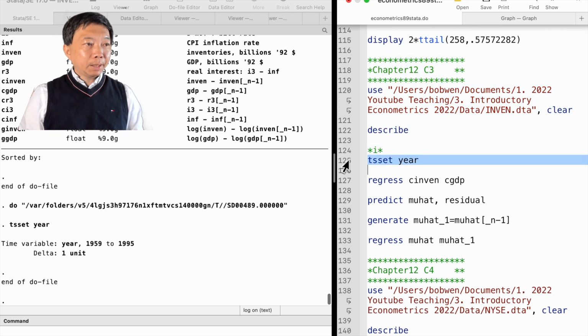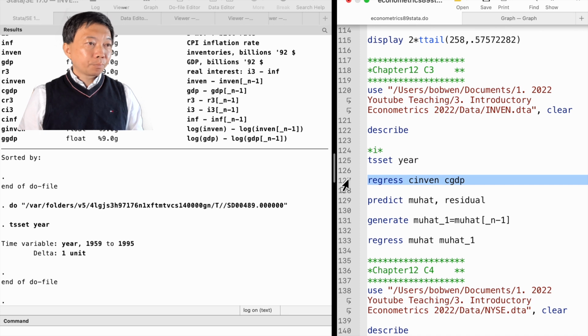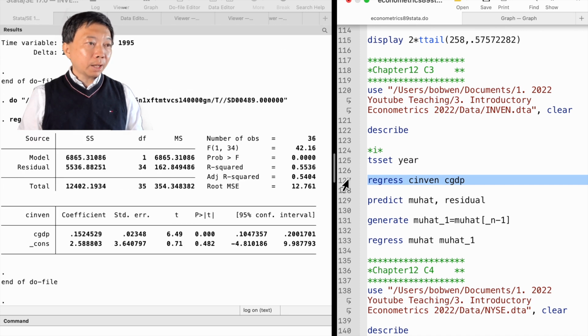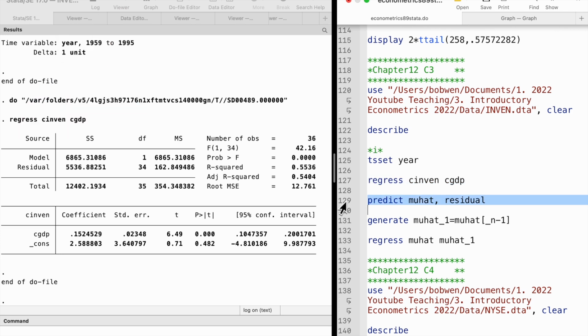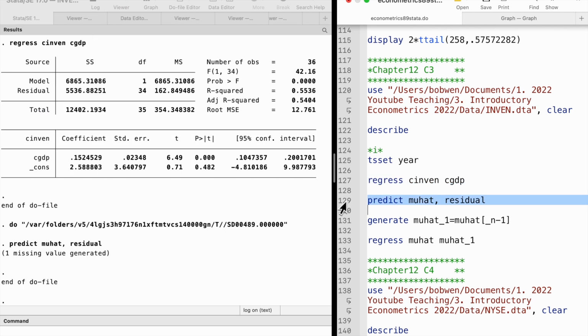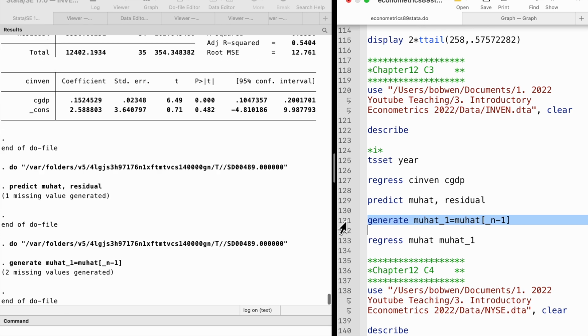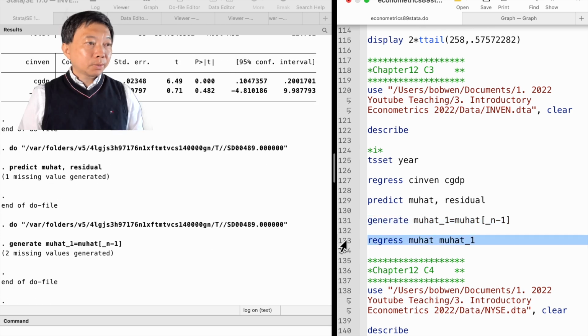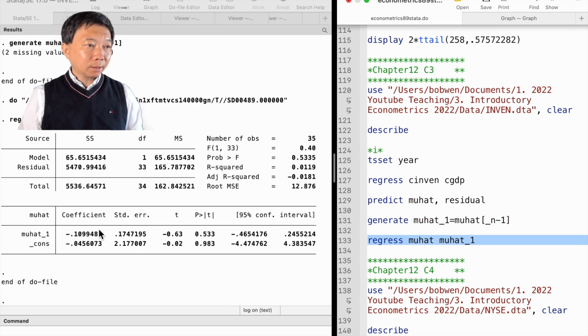We first estimate the accelerator model, and then we store the residuals and generate the first lag term. We regress the residuals on its first lag and find that the slope coefficient is not statistically significant at any conventional level. There is no evidence of AR(1) serial correlation.